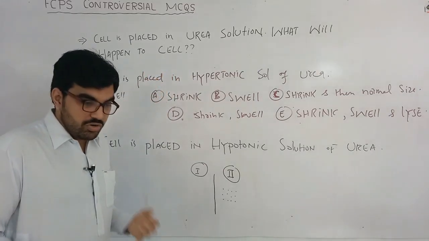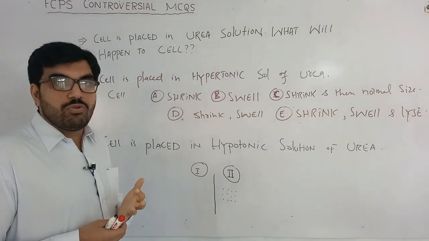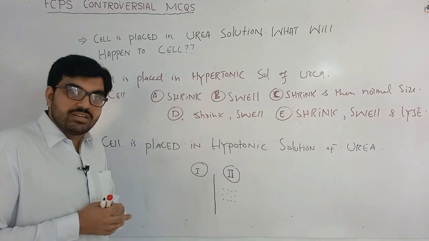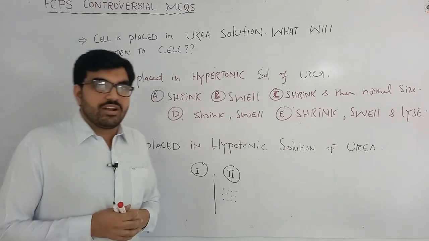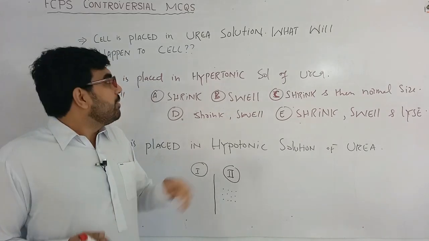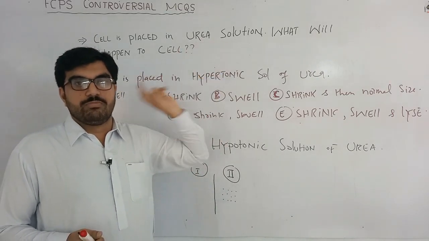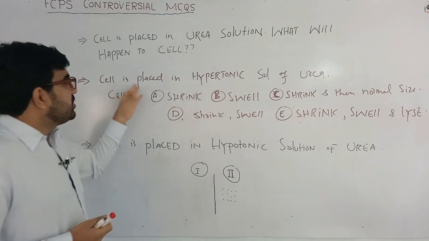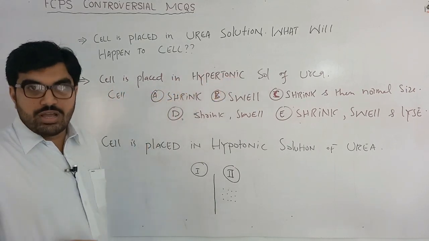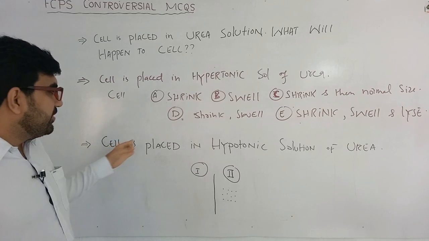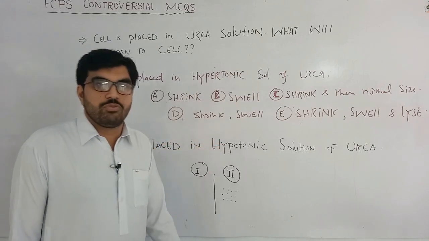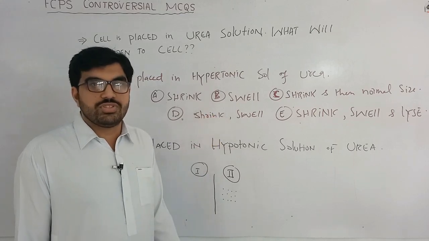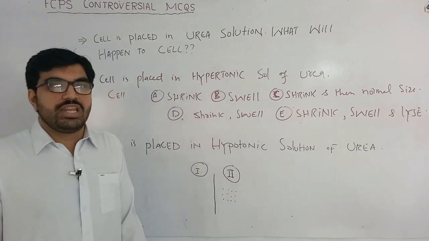because we do not know whether they want to ask about what will happen immediately to the cell, and second, we do not know about the concentration of urea solution. These two are very important. A cell is placed in the hypertonic solution of urea, what will happen? And if a cell is placed in the hypotonic solution of urea, what will happen? In order to answer these MCQs, we must know the nature of urea.